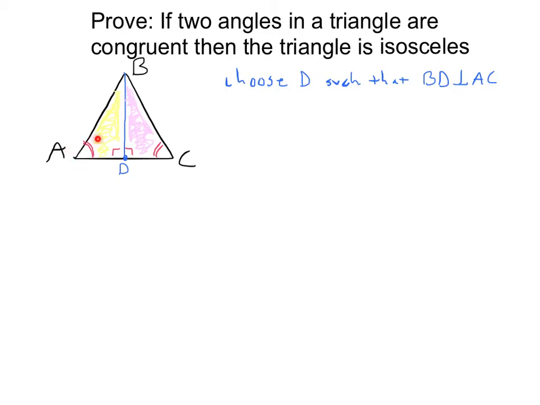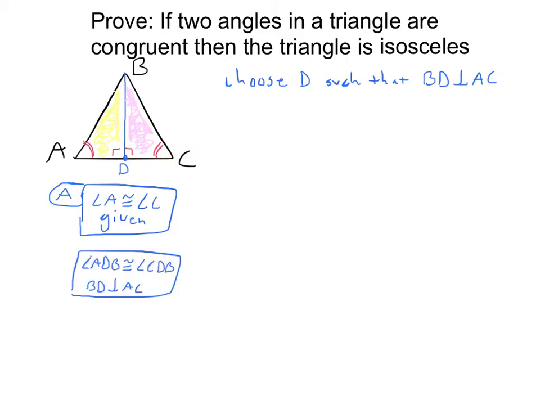I know that angle A is congruent to angle C. I was told that in the beginning. So I justify that. That was one of the givens, and that establishes an angle for me. Now the next thing is that this angle ADB is 90, as is this one, CDB. And that was because that blue line going straight down is perpendicular. I chose D such that I have that 90-degree angle. And that establishes another angle for me.